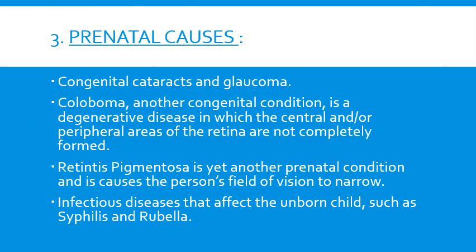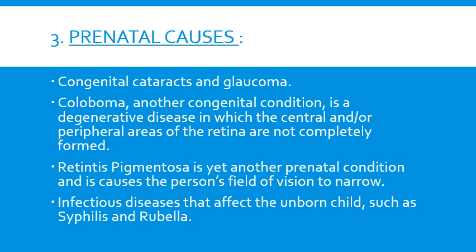Looking forward to the third cause, that is prenatal causes. There are several other visual impairments that primarily affect children. Visual impairments of school-age children are often due to prenatal causes, many of which are hereditary, like congenital cataracts and glaucoma. There are other congenital conditions.